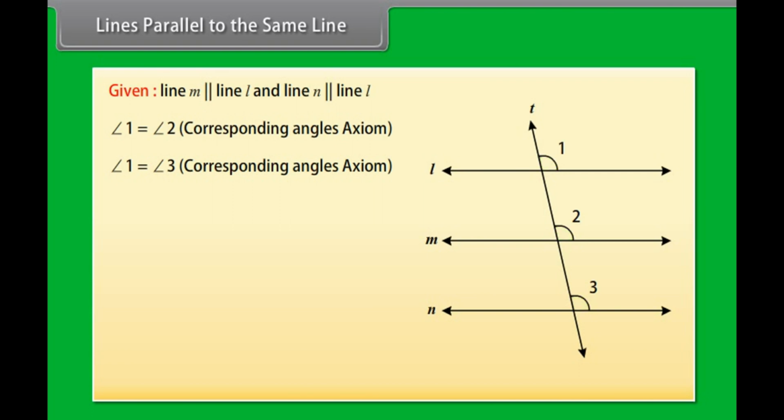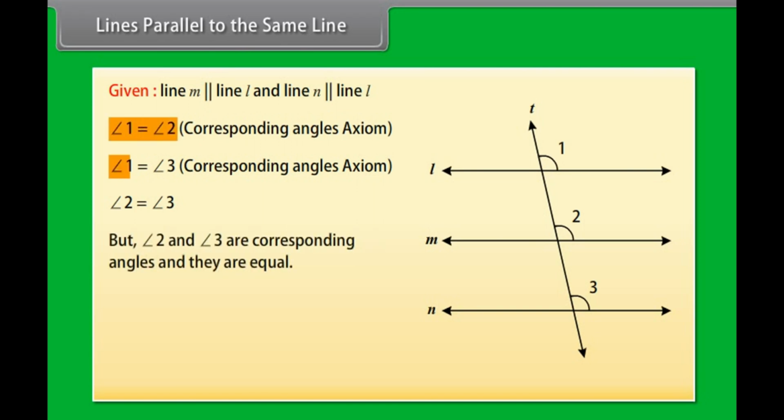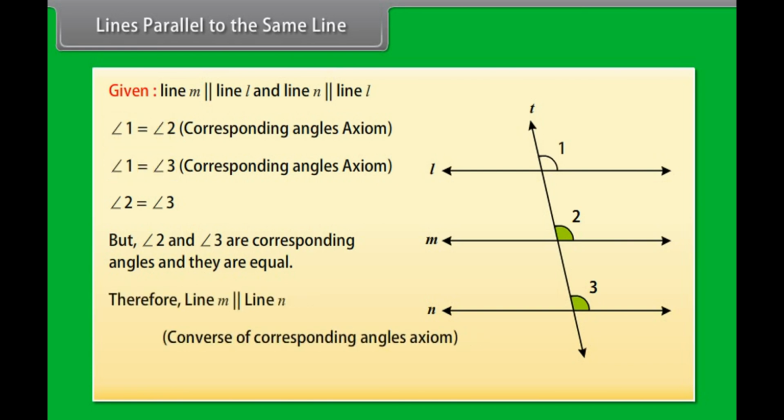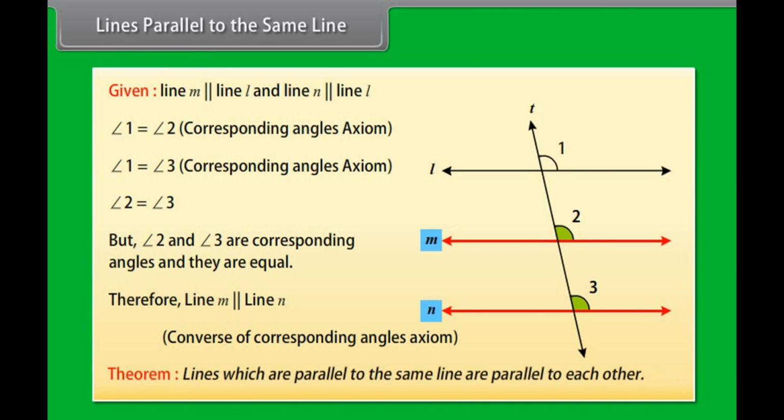So from these two, we can say that angle 2 is equal to angle 3. But angle 2 and angle 3 are corresponding angles and they are equal. Therefore, by using the converse of the corresponding angles axiom, we can say that line M is parallel to line N. And this result can also be stated in the form of a theorem: lines which are parallel to the same line are parallel to each other.